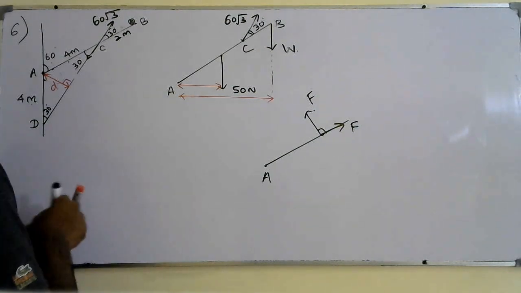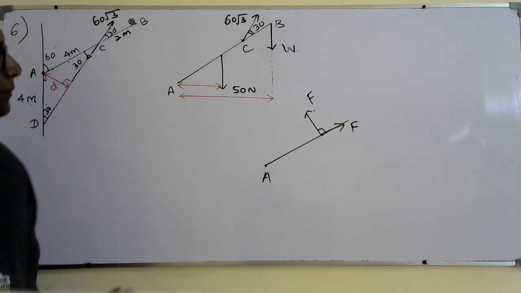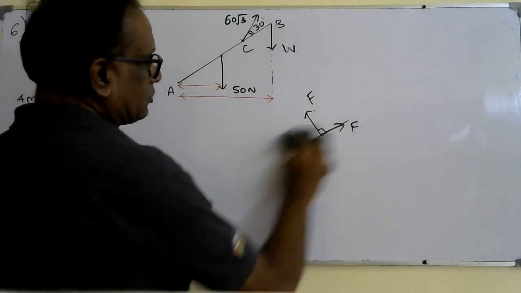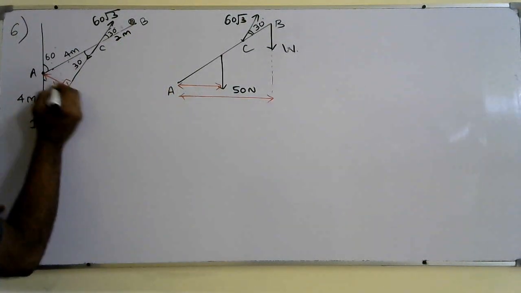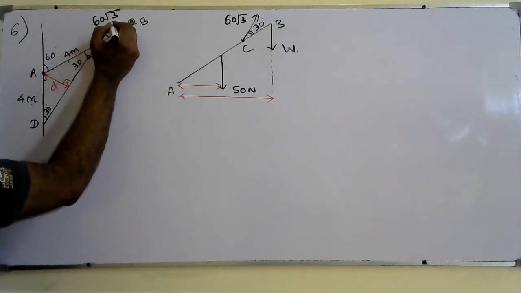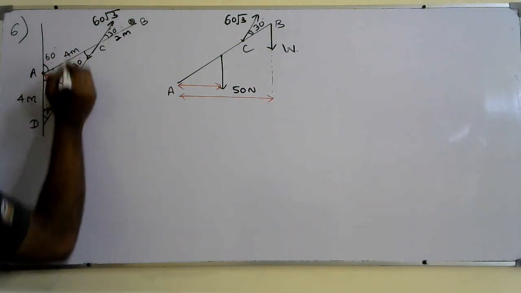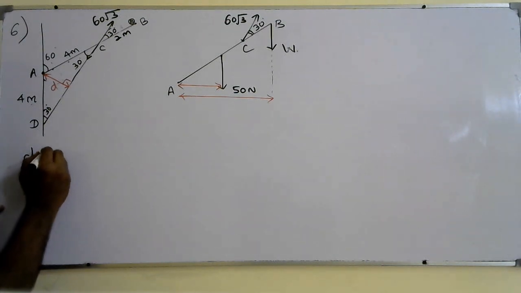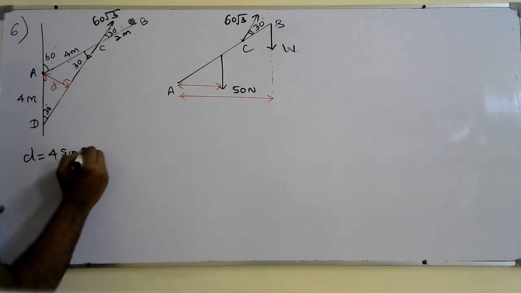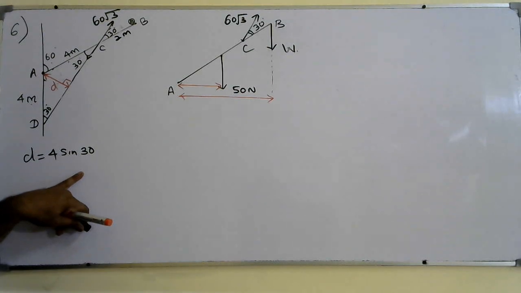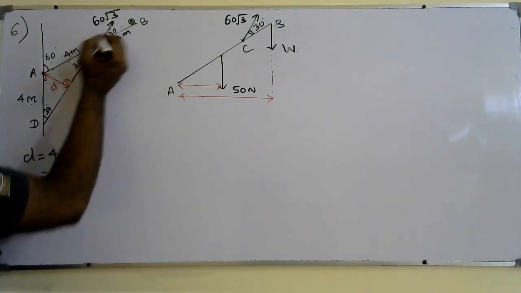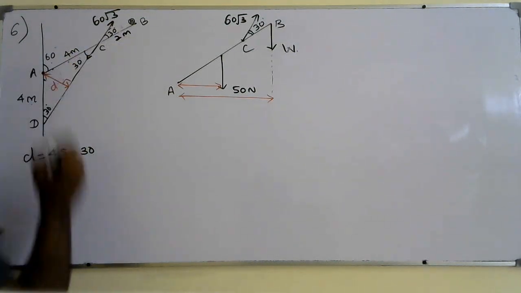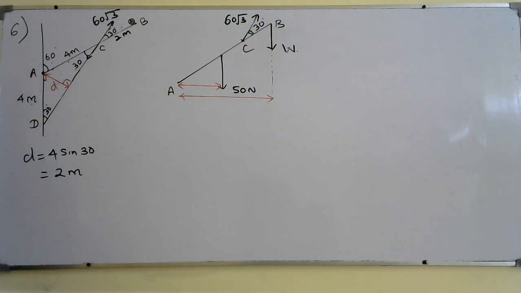Okay, so now we'll take moment about A. Either way you can do. So I'll find this distance. D, the perpendicular distance to the line of action of 60 root 3, is 4 sine 30. So D is going to be 4 sine 30. Sine 30 is equal to half, so that is 2 meters. That is the perpendicular distance to 60 root 3 from A. Okay, we take moment about A.